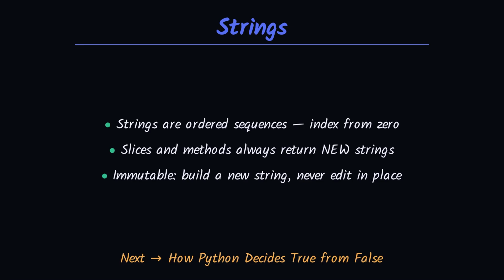Next up, Booleans. How Python decides what counts as true and what counts as false, and the surprising everyday values that secretly mean no.